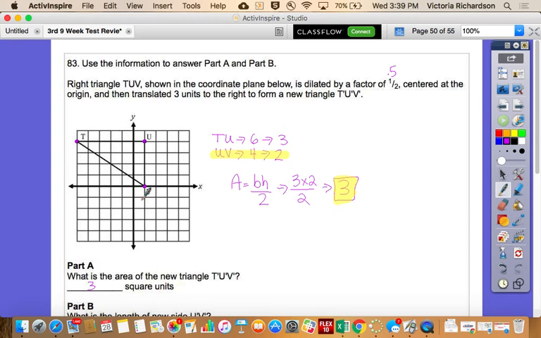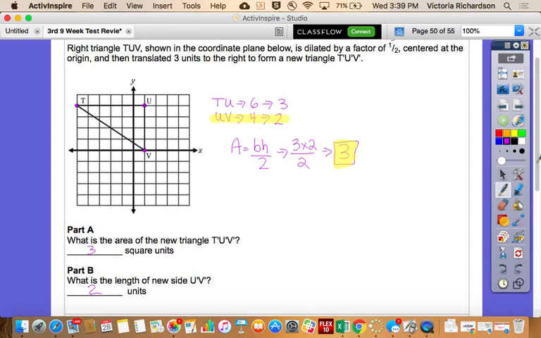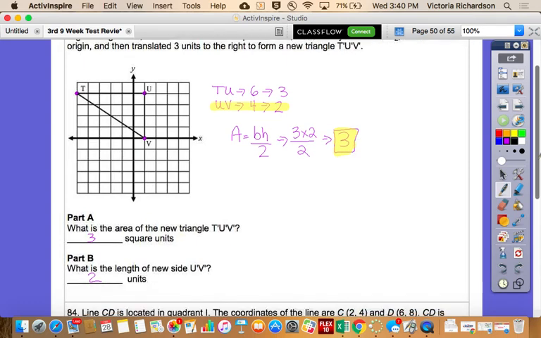So that means TU, which is 1, 2, 3, 4, 5, 6, when you multiply that by 1/2, you get 3. And UV is 4, and if you multiply that by 1/2, you get 2. So that gives us the answer to part B. So UV is now 2 units. And we need to know that the formula for area of a triangle is base times height divided by 2, or 1/2 the base times the height. So you would multiply the new base times the new height, which is 3 times 2, divide that by 2, which gives you 6 divided by 2, which is 3. So the new area is 3 square units.